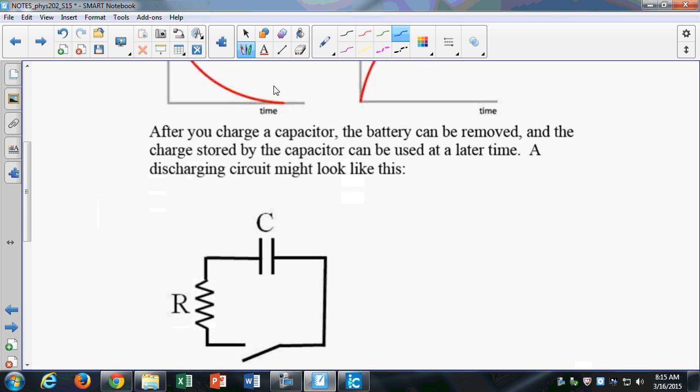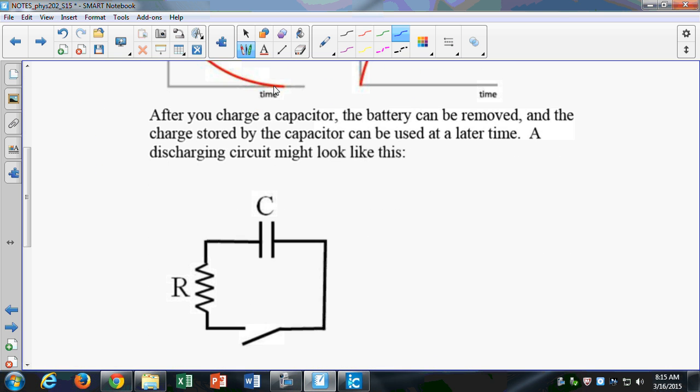So that's charging a capacitor. After you charge it, you can discharge the capacitor: you can remove the battery, and then the charge can be used at a later time. It would look like this, where I just have a capacitor and a resistor. You'll remember the Make Zine video we watched with Colin Cunningham.